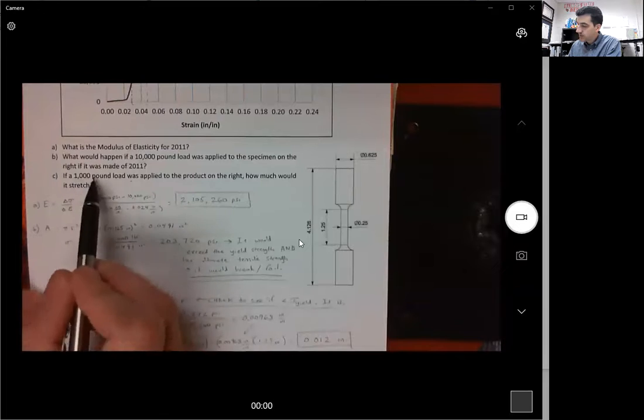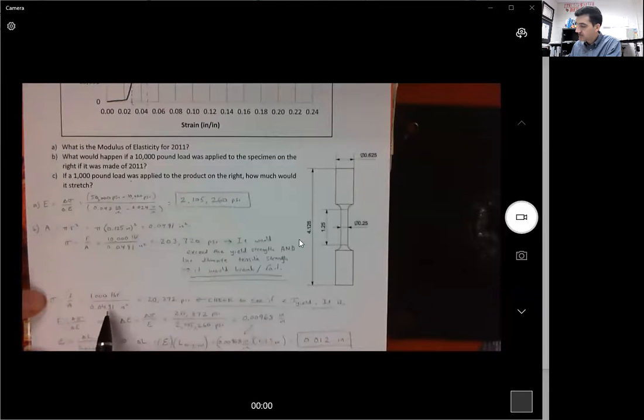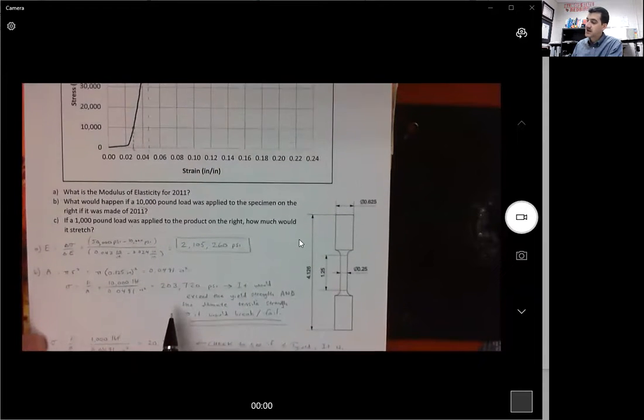First step, like I said, is to find the stress. Stress is force divided by area. The force it says is applied is 1,000 pounds force divided by the cross-sectional area, which we've already got from part B, 0.0491 inches squared. So our stress, when I apply 1,000 pounds force, is 20,372 PSI.